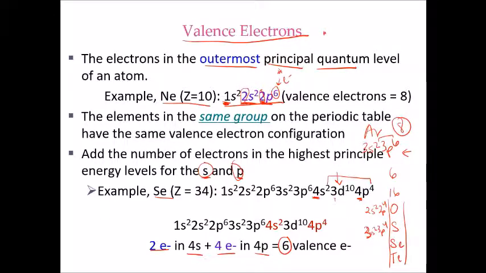Yes, the s and p are the two sections. Those are going to be the ones that are the outermost for the row, and they're the ones that you would add up to get your valence electrons. And how you're going to write valence configurations is based off of the s and p in the outermost energy level.